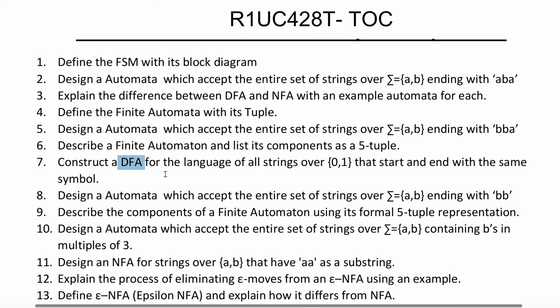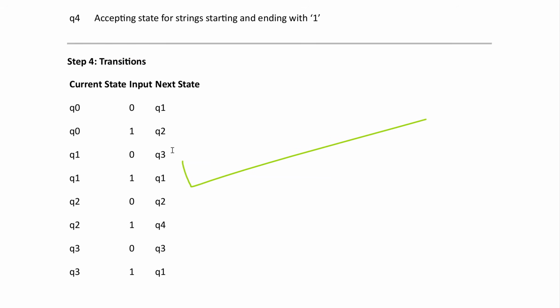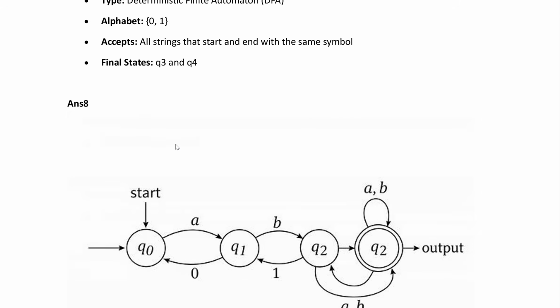Now we go to the next question, that is question number 8. Design an automata which accepts the entire set of strings over input alphabet sigma {A, B}, that is, input symbols are A and B, ending with BB. So question number 8, ending with BB.